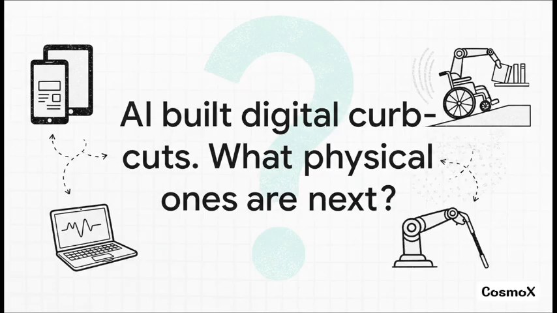And that just leaves us with one final thought to chew on. We've seen how powerful these digital curb cuts can be. So the big question now is, as this technology keeps getting better and better, what kinds of barriers is it going to help us remove in our physical world next?